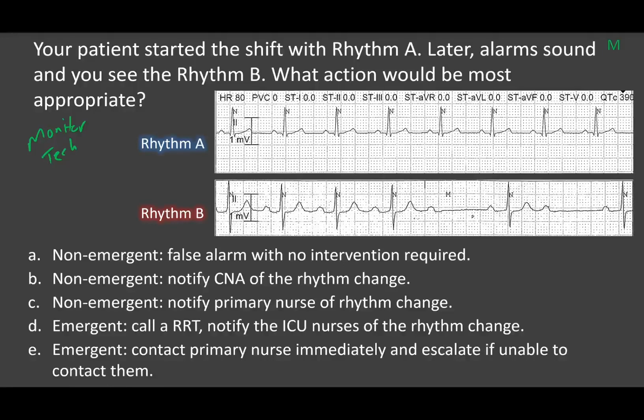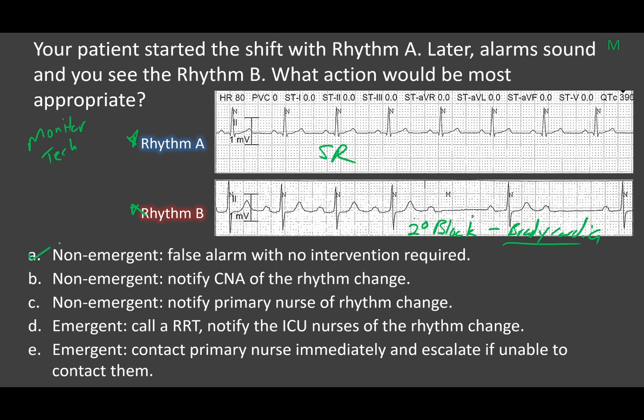Your patient started the shift in rhythm A. Later, the alarm sounds and you see rhythm B. What action would be most appropriate? And so just looking at these, they're starting off in what appears to be a nice clean sinus rhythm. But then here it looks like we have a second degree block, and that's going to cause bradycardia. So you have a patient with a new onset bradycardic rhythm. How scary is this, particularly that it's a block?